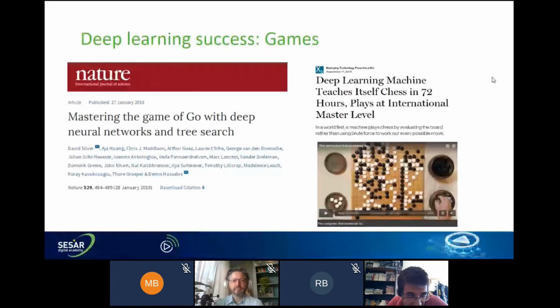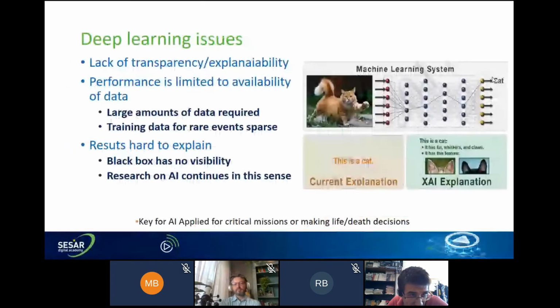Okay, so this is regarding the history of deep learning, and now just to close, some issues that are very well known by all researchers. The first issue is the lack of transparency. We have very powerful models, but we cannot explain how they work. We have the impression they are very good models because we have used a huge amount of data to generalize, and we have tested with all this data, but we cannot explain.